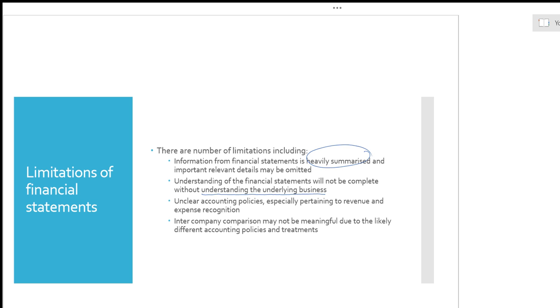And next is a common mistake made by many students. When they analyze results of businesses, or even from period to period, they are not able to appreciate the fact that another cause of variances in performance, or variances in results, is due to accounting policies. Accounting policies do affect how the results are derived.